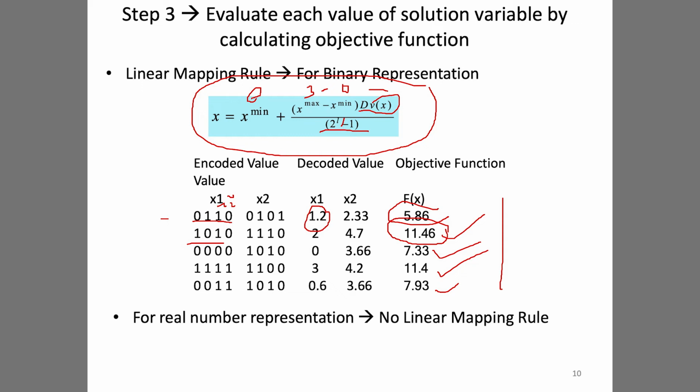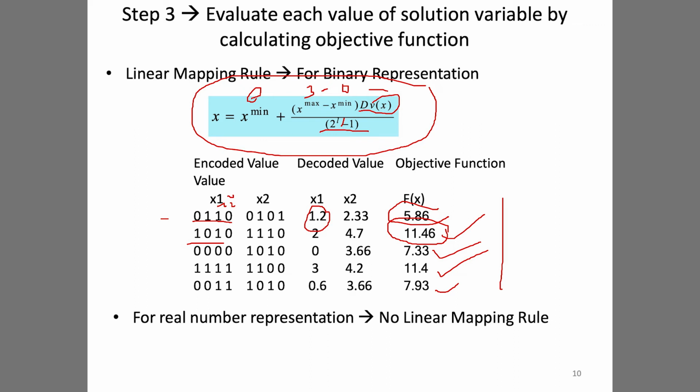Here one should agree that if you go for binary number representation, there is a little overhead. That means there is a little burden of computing the equivalent real number value by applying the linear mapping rule.